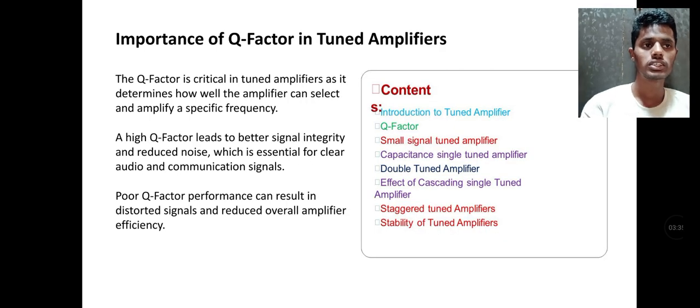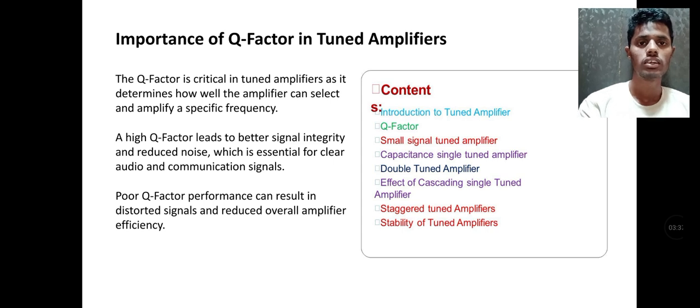Importance of Q factor in tuned amplifiers. The Q factor is critical in tuned amplifiers as it determines how well the amplifier can select and amplify a specific frequency. A high Q factor leads to better signal integrity and reduced noise, which is essential for clear audio and communication signals. Poor Q factor performance can result in distorted signals and reduced overall amplifier efficiency.